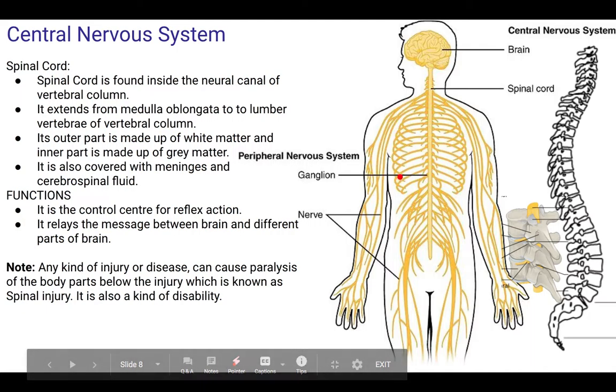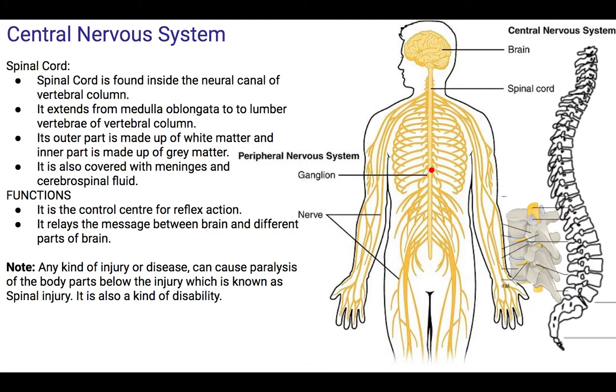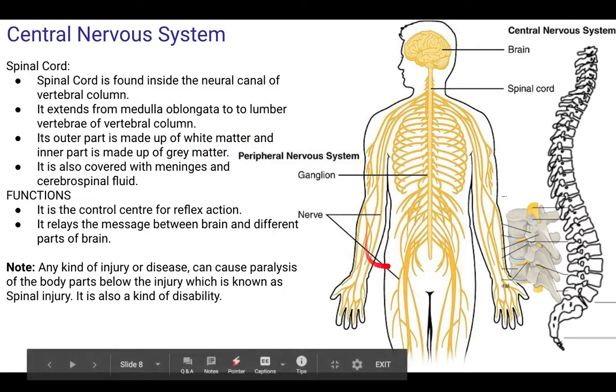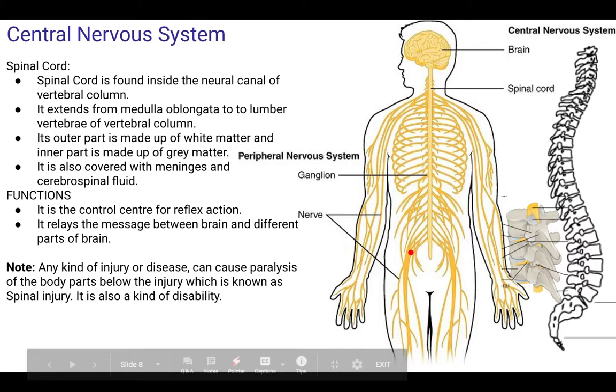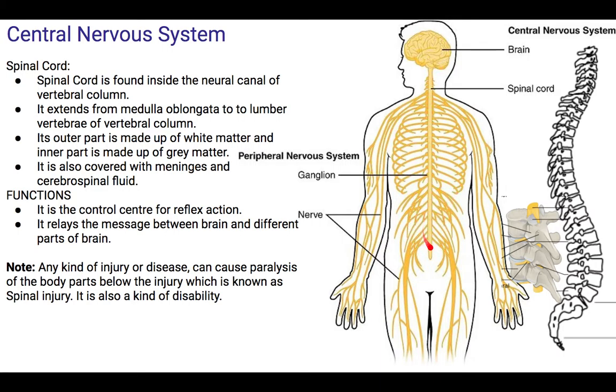But if a person's spinal cord is damaged here, then what happens? His hands can move, but from here down, what about the lower part? The legs will not move, meaning they are all paralyzed. Such a condition is known as spinal injury, and it is also a kind of disability.